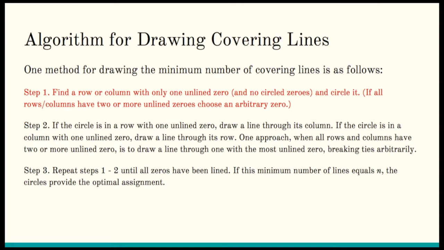Firstly, find a row or column with a single unlined 0 and no circled zeros, and circle it. If there is no such row or column, then just circle an arbitrary 0.